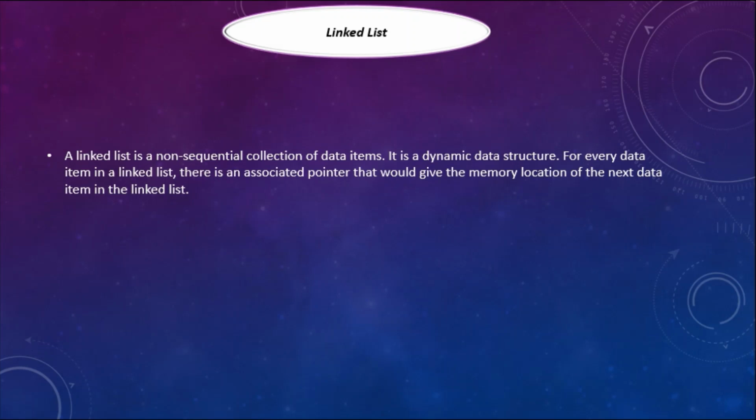For every data item in a linked list, there is an associated pointer that gives the memory location of the next data item in the linked list. The data items in the linked list are not in consecutive memory, but may be anywhere, but accessing the data is easier as each item contains the address of the next data item.